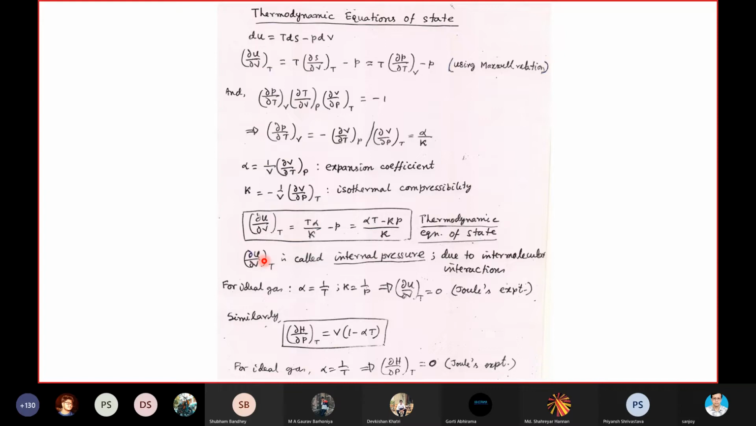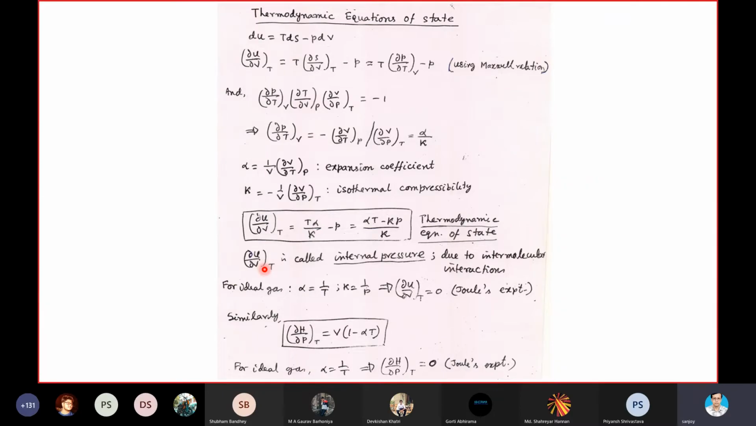Now where does it come from? This basically tells you how internal energy changes with your volume. Internal energy means essentially kinetic plus potential energy, the total energy of the system. Now this depends on intermolecular interactions, because what happens if you change the volume? If you change the volume, then the intermolecular separation between the particles changes.